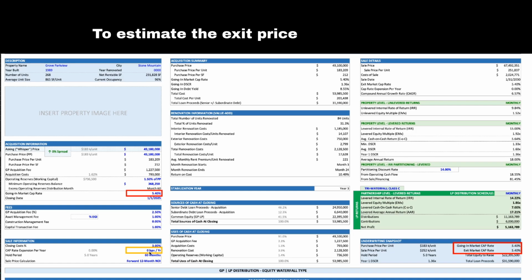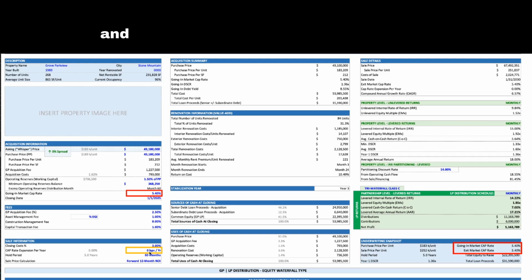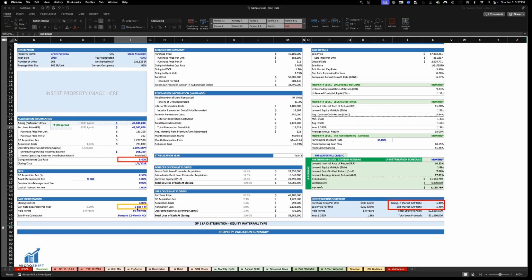To estimate the exit price, which contributes the majority of the profit in most of these deals, you take the NOI at exit divided by what you estimate the cap rate to be at the time. The best way you can estimate the cap rate is by looking at where it is today and, based on macroeconomic conditions and market sentiment, where you foresee that cap rate heading. In a little while, I'll talk about some of the factors that impact cap rates that allow you to either compress or expand cap rates in your analysis. For our analysis, based on all the data that we have, we opted to keep the cap rates flat. Our assumption is going in at a 5.4% cap rate, and we plan to exit at a 5.4% market cap rate.